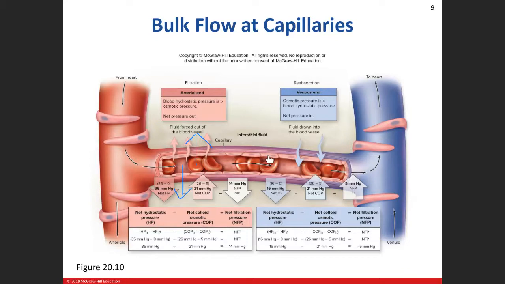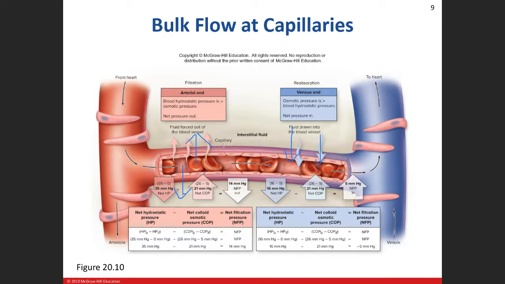Now, as we go towards the venous end of our capillary, the net hydrostatic pressure has dropped. Now it's only 60 millimeters of mercury. Same hydrostatic pressure for the interstitial fluid, still 0. So now it's 60 millimeters of mercury minus 21 millimeters of mercury from the oncotic pressure. That's a negative value that favors reabsorption. That means that fluid is being pulled in or drawn into the blood vessel, which is good.